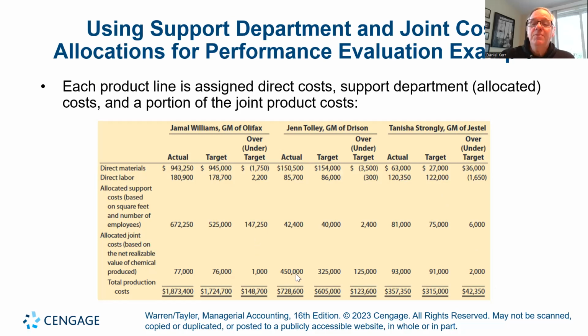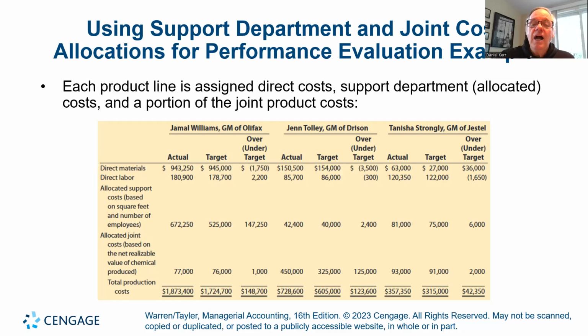So it'd be very simple to say, look, the one who's doing a better job here is Tanisha, because everyone else is over budget, but she's only over budget by 42,350. Well, that might be one way to do it. Another way to look at it is the amount that Jamal is over budget by, 148,750. The target there was 1,724,000. So Jamal is actually over budget by about 8.6%.